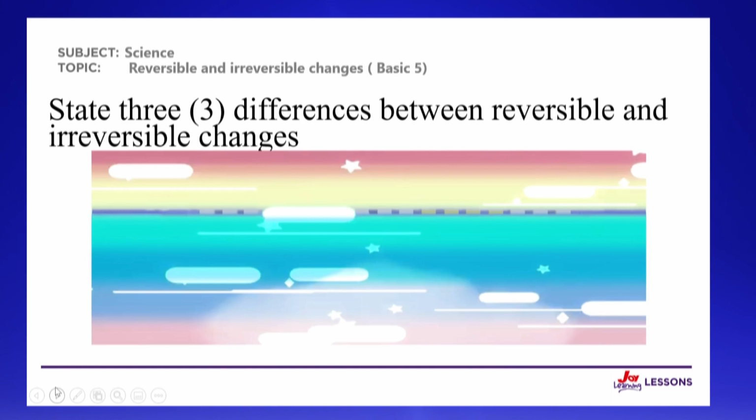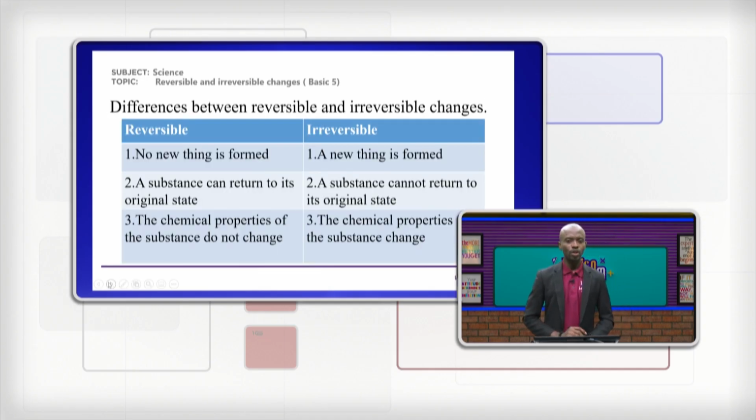Back, my lovely learners. So let's look at your answers. Differences between reversible and irreversible changes. One, with reversible, no new substance is formed, as we looked at earlier. When you go to irreversible, a new thing is formed, like burning of paper. The paper will burn into what? Ashes. Number two, under reversible, a substance can return to its original state. When you go to irreversible, a substance cannot return to its original state.